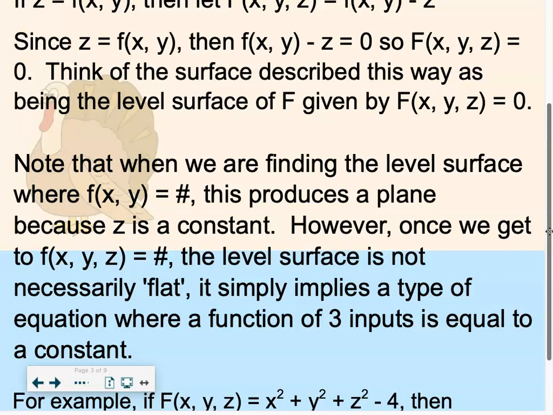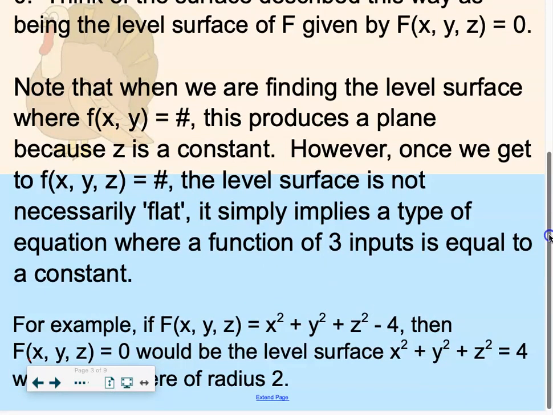It's called the level curve for the function, but you've got to understand that doesn't mean it's flat. Once you're in 3 variables, it's not necessarily flat. So note that when we're finding the level surface of where f of x, y equals a number, this produces a plane because z is a constant. However, once you get to f of x, y, z equals a number, the level surface is not necessarily flat. It simply implies a type of equation where a function of 3 variables is equal to a constant.